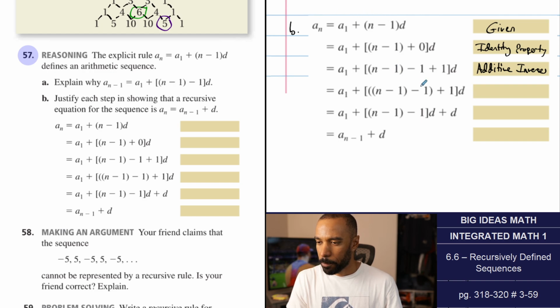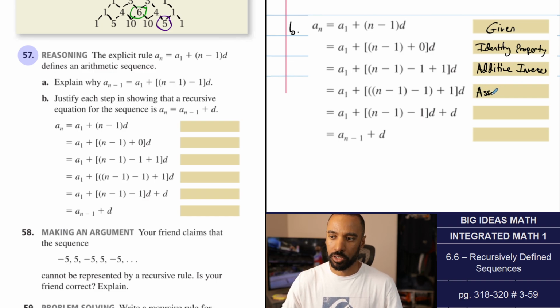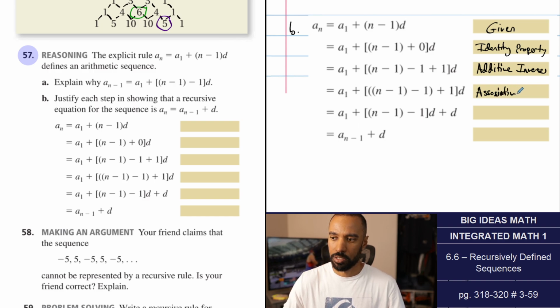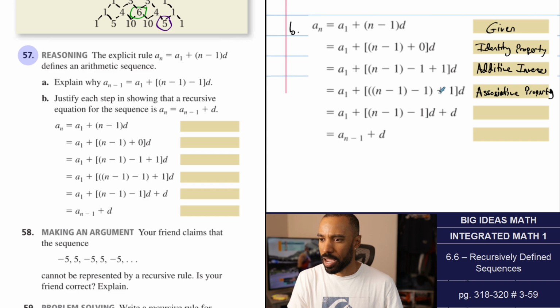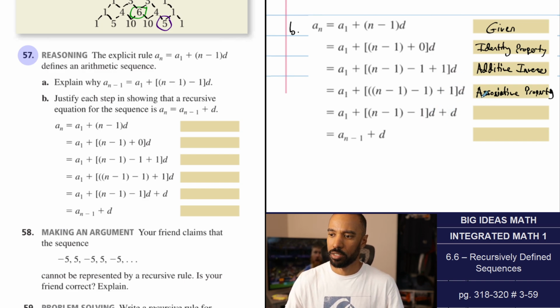So what do they do from there? They grouped things differently. That's called the associative property, that you can group certain things to work them out. I don't know what they're going to do with that specifically. But the associative, how do you spell associative? Is it C? Associative property. What do they do from there? Do they distribute D and D? It looks like they use the distributive property there.